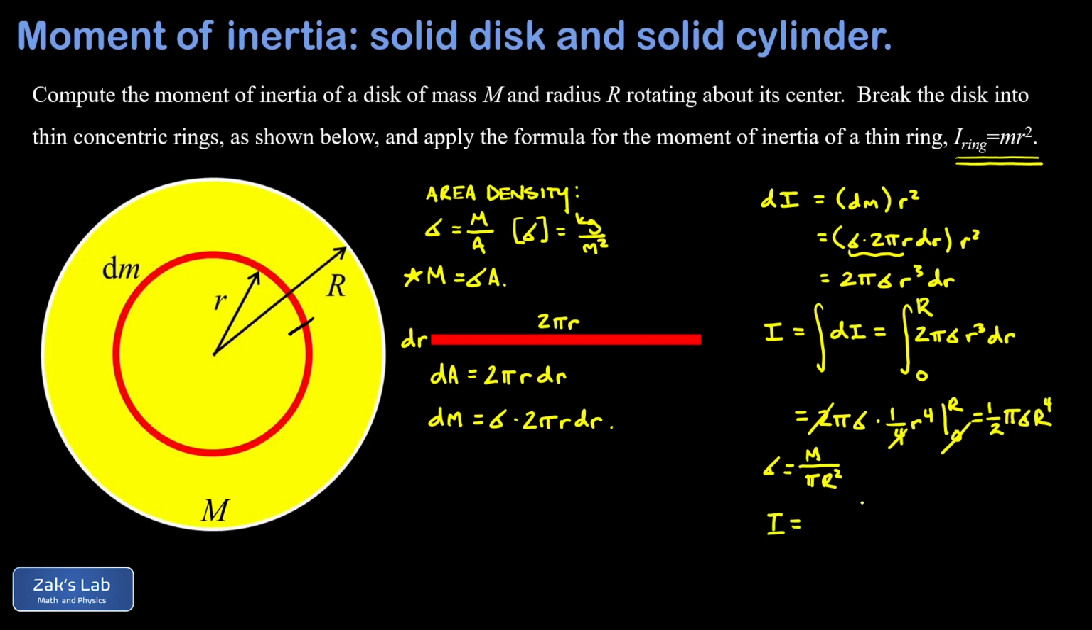So making this substitution, I find that my moment of inertia is 1/2 pi times sigma, but that's M over pi R squared, times R to the fourth. Our pi's cancel. 2 factors of R cancel. And I'm left with the famous formula 1/2 big M big R squared.